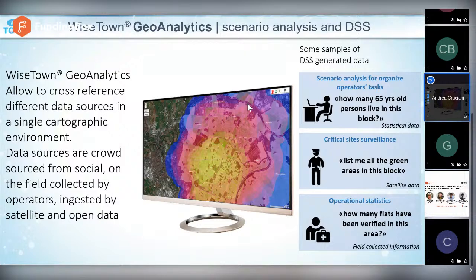Or list me all the public green areas in that block, because even in Italy, for example, we closed all the green areas, and if you want to have surveillance in these areas, you have a list that you can communicate to the police department, for example. Or how many flats have been verified in this area. So you can have statistics on the overall situation of the evaluation that has been done in a specific area.